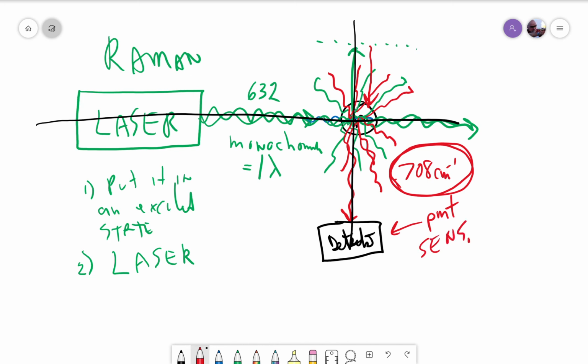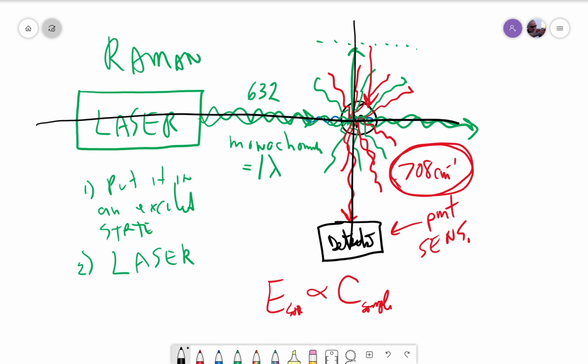So if we look at the number or the emission of the Stokes, it is going to be directly proportional to the concentration of the sample. We can use Beer's law to quantify, using the fact that the Stokes emission will be directly proportional to the concentration.